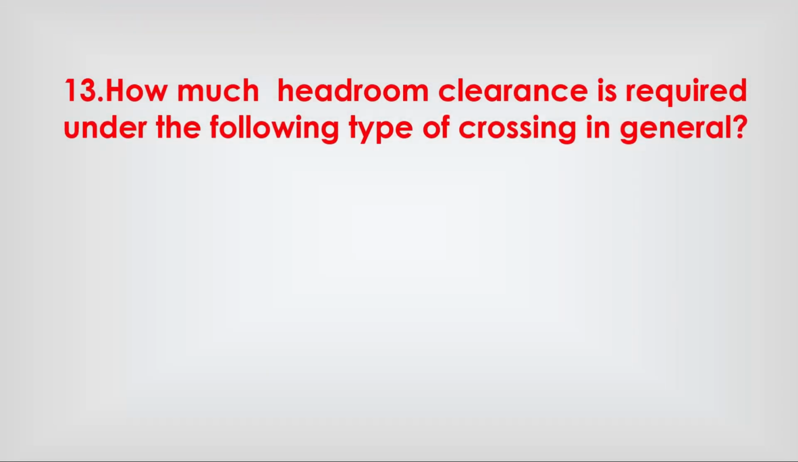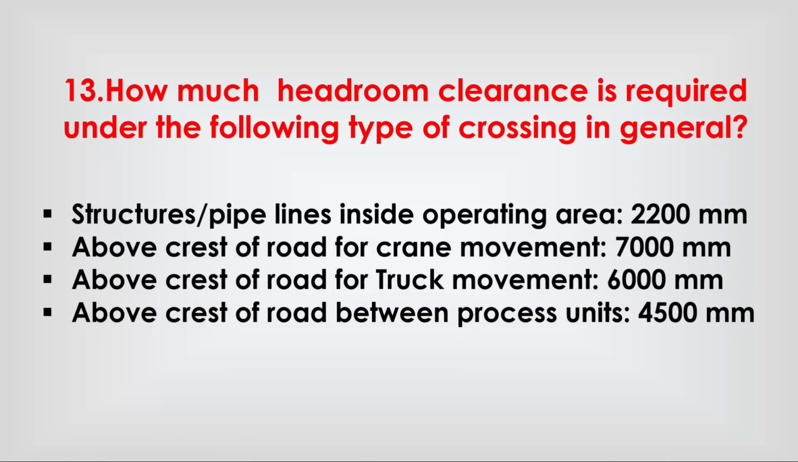How much headroom clearance is required under the following types of crossing in general? Structure pipeline inside operating area 2200 mm, above crest of road for crane movement 7000 mm, above crest of road for truck movement 6000 mm, above crest of road between process units 4500 mm.